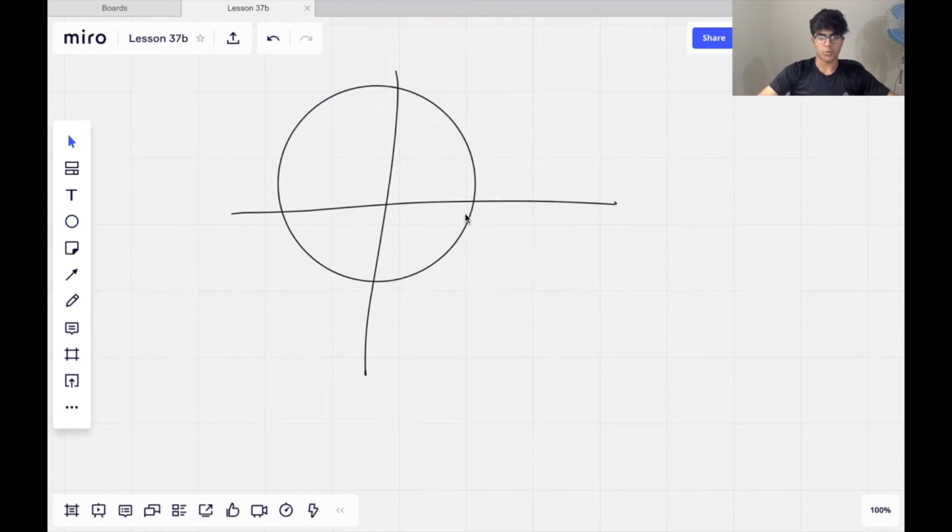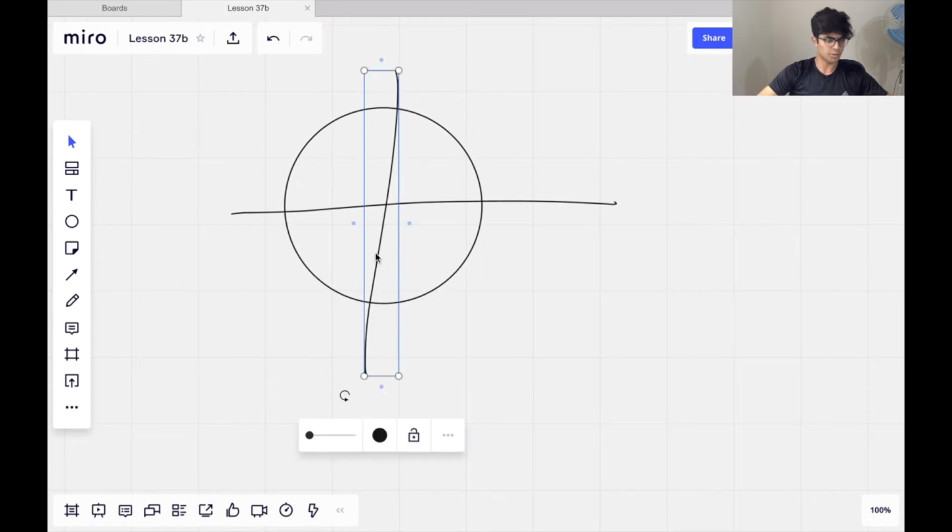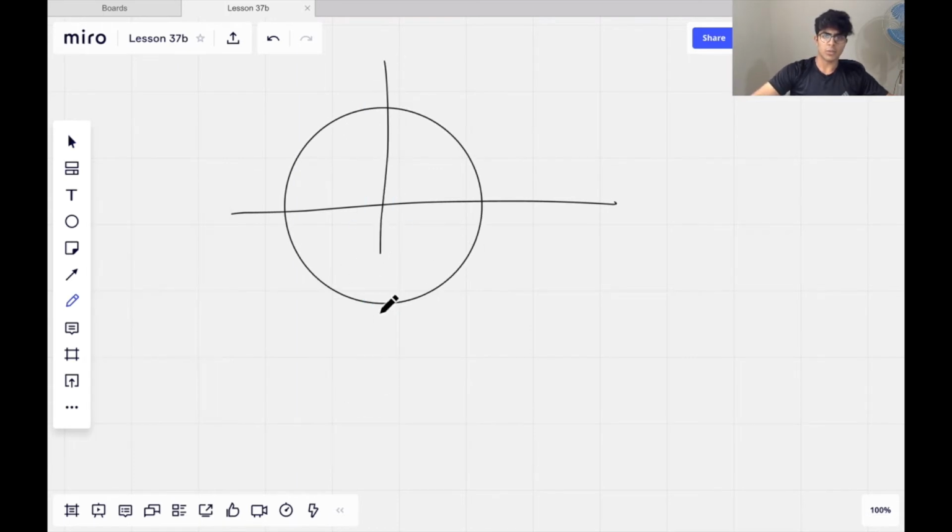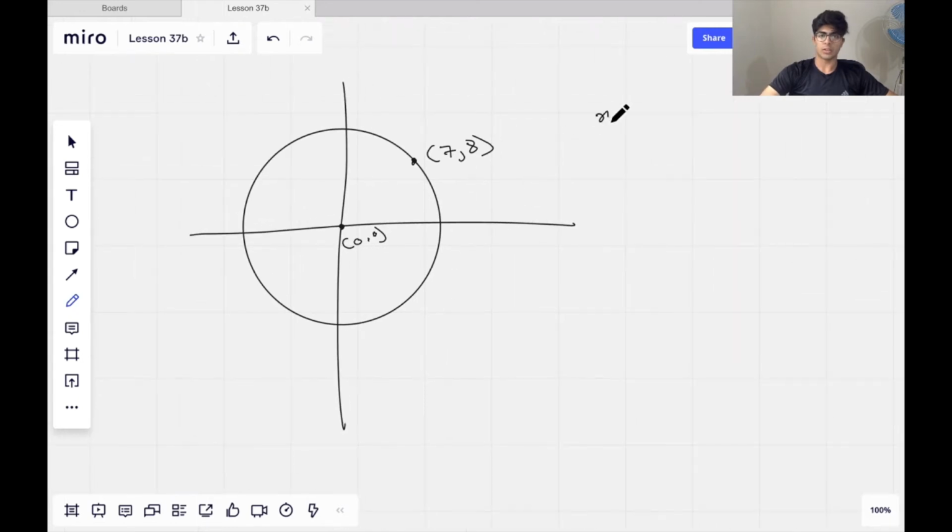Okay, so we've got the circle, center at the origin. And I can tell you, for example, that one of the points on the circle is 7, 8. Can you tell me the equation of the circle? So you know the origin is at 0, 0. There's a few ways to go about this. We know that the equation of the circle in general is x squared plus y squared is equal to the radius squared. So we can plug in the value we have and find what r squared is. Another way is we can look at the diagram and find r squared directly.